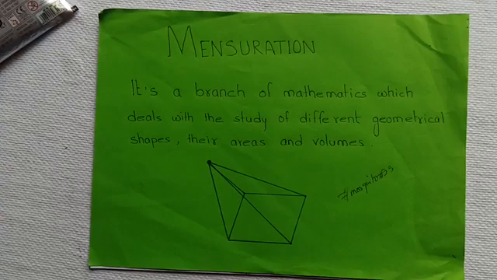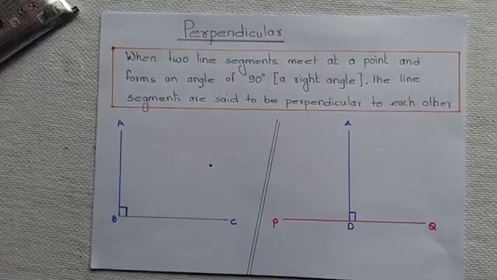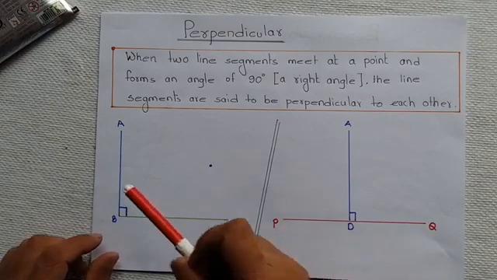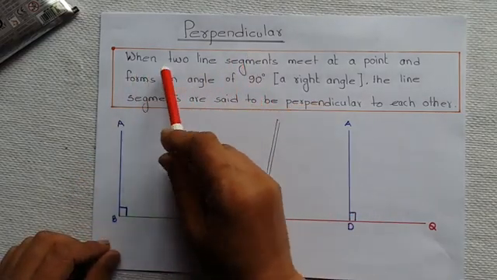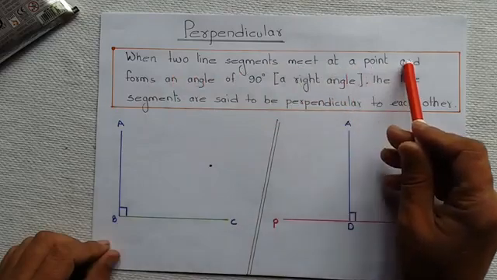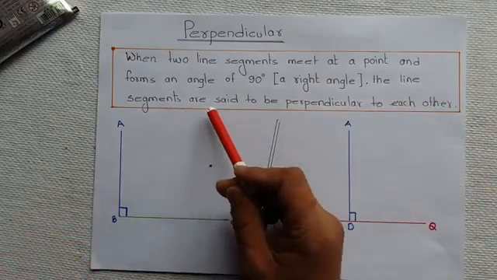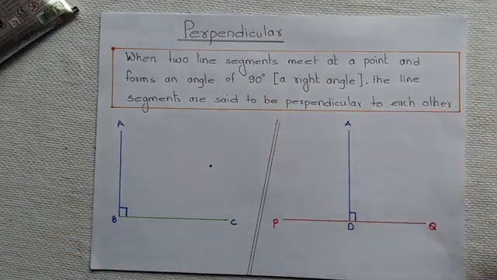So mensuration is a part of mathematics which is related to the different geometrical shapes and the calculation of their areas and volumes. But before we begin mensuration, that is the calculation of areas and volume, we should understand this term, that is perpendicular. What a perpendicular is. You can see here is the definition of perpendicular. When two line segments meet at a point and form an angle of 90 degree, a right angle, the line segments are said to be perpendicular to each other.